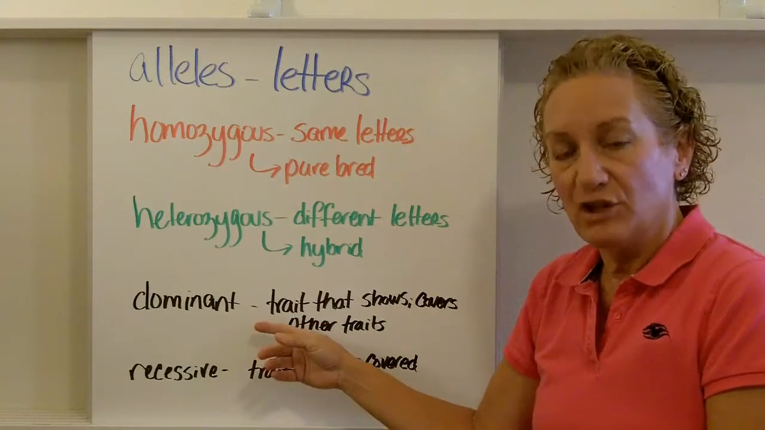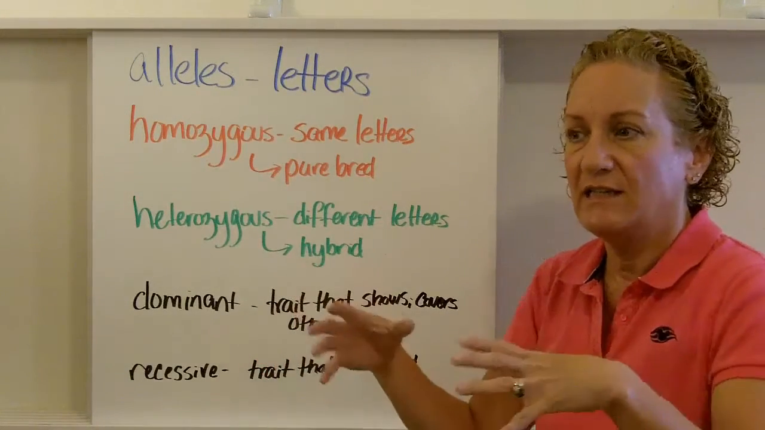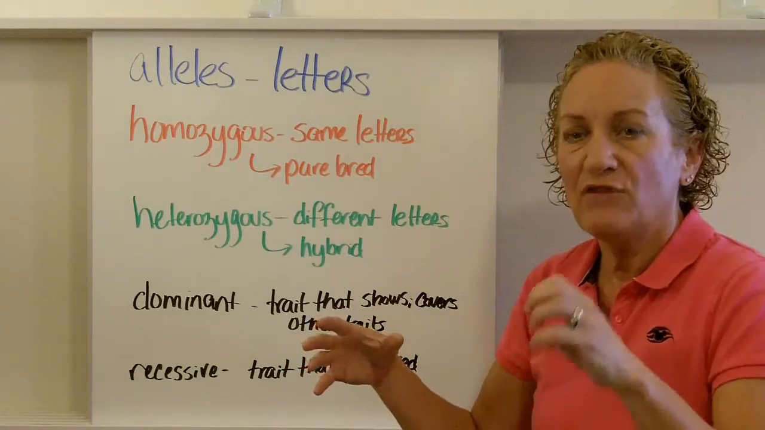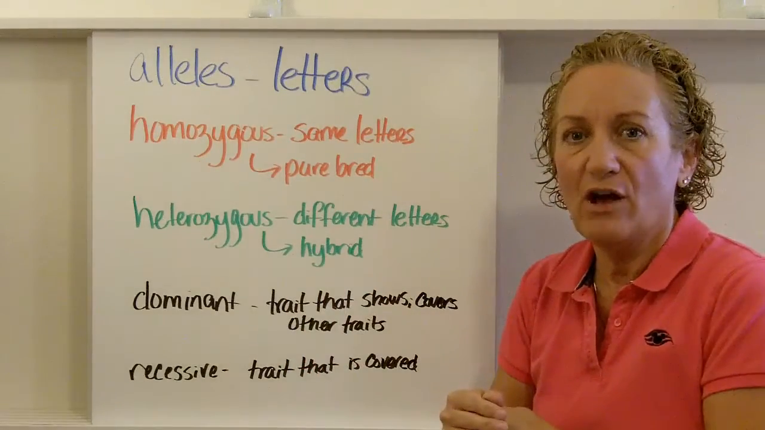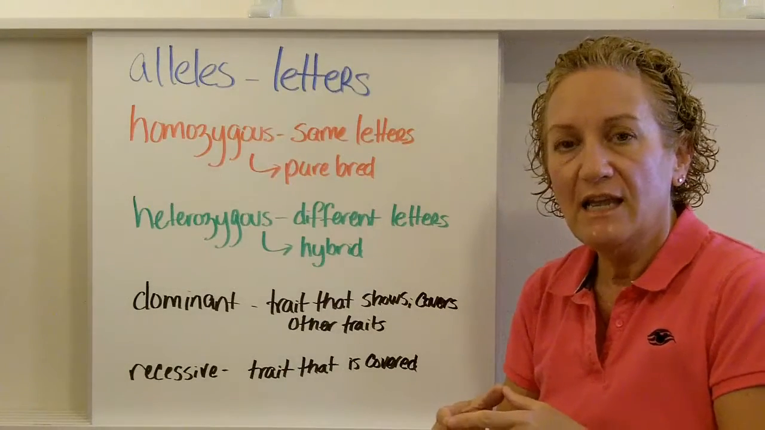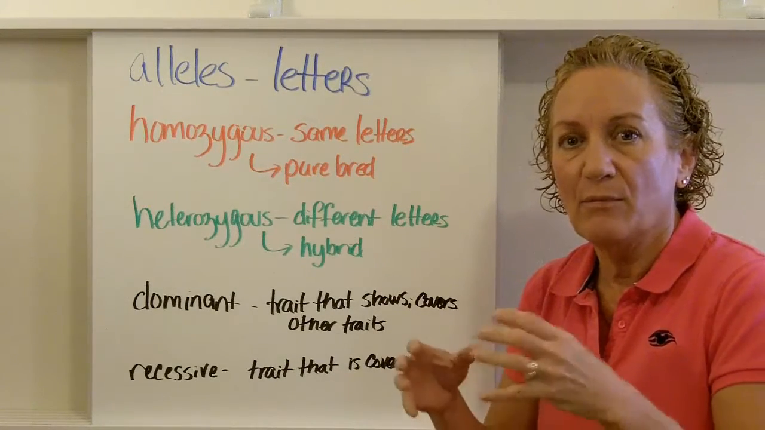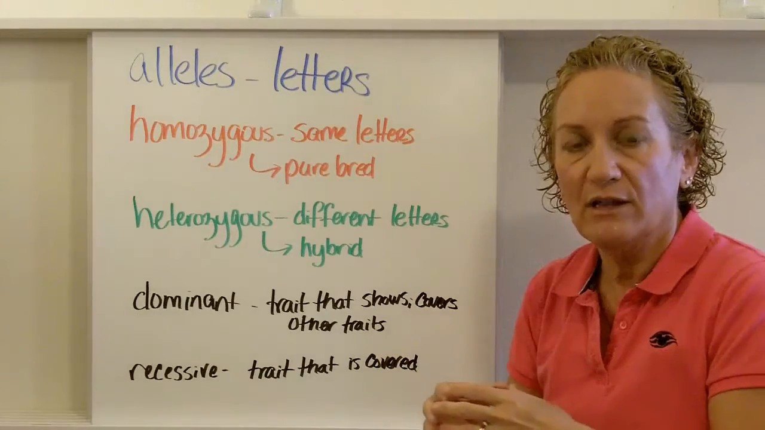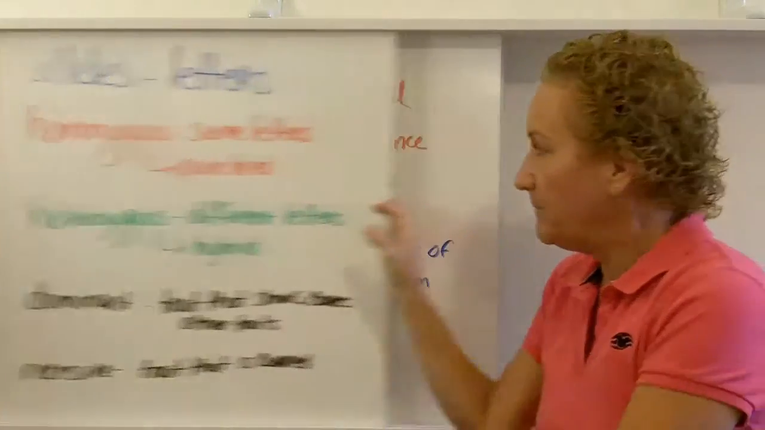Dominant, it's just what it sounds like. Dominants are traits that kind of take over. So a dominant trait is the one that's going to show up if at all possible. The recessive trait, on the other hand, is the one that gets hidden. It's the one the dominant kind of beats up or bullies or hides, if you will. Dominant and recessive.